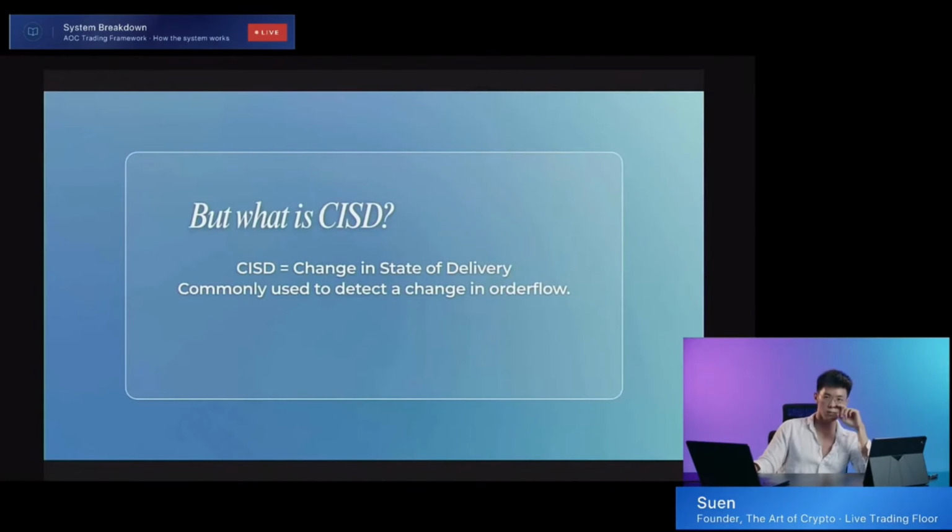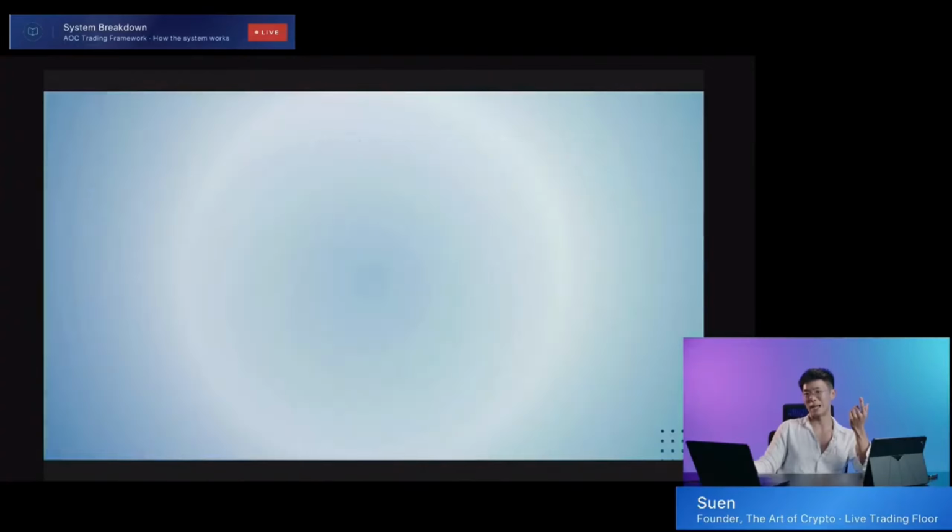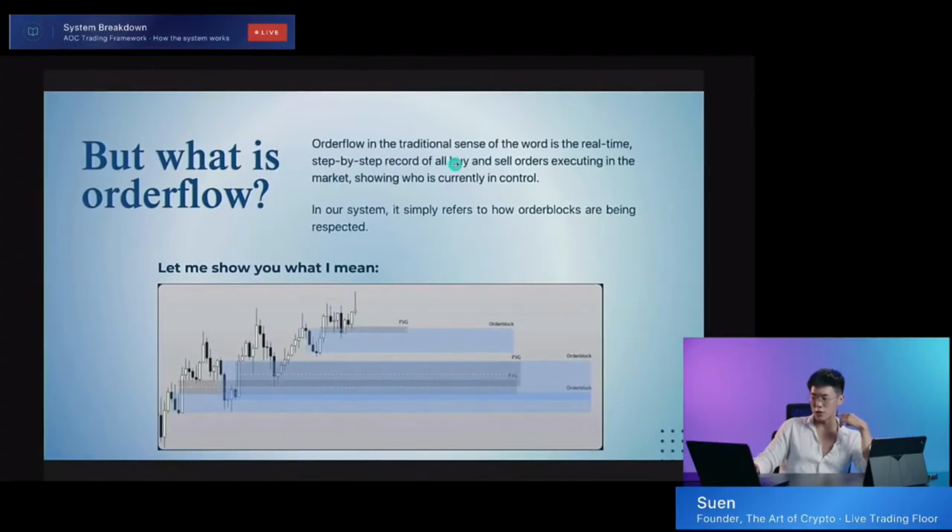What is a CISD? Well, CISD is a change in state of delivery, commonly used to describe that order flow has changed. Now, at this point, what is order flow? Well, in the traditional sense, this is the real-time step-by-step record of all buy and sell orders executing in the market. But for our case, it literally refers to just how order blocks are being respected.